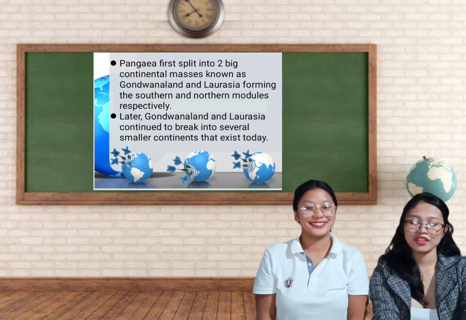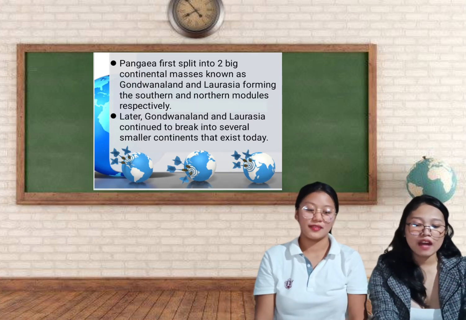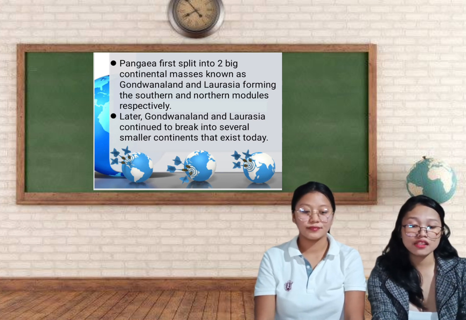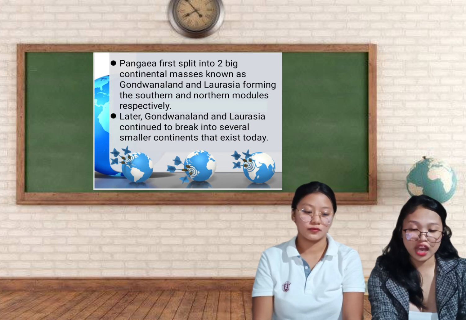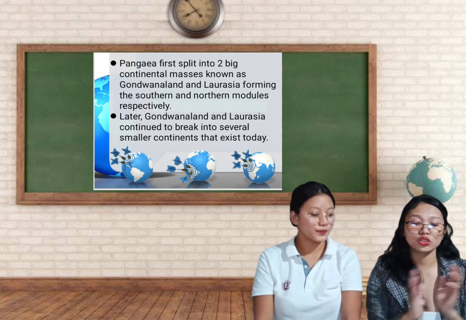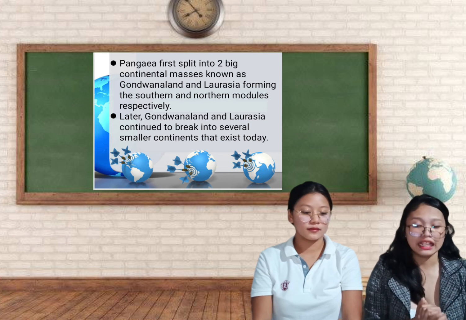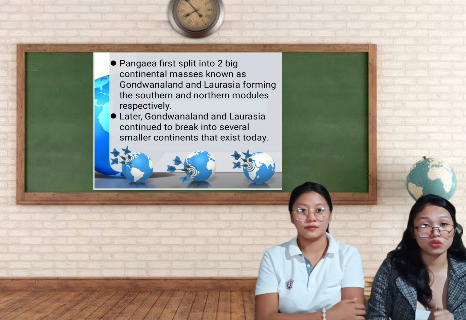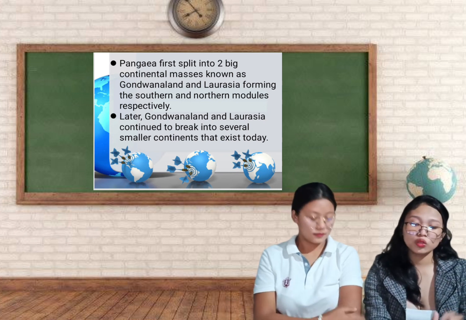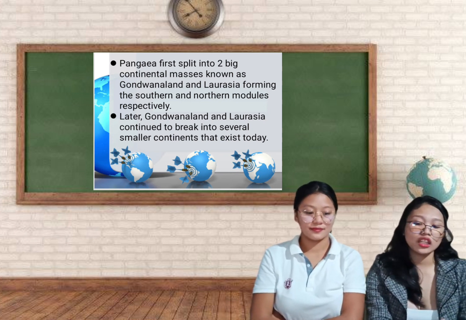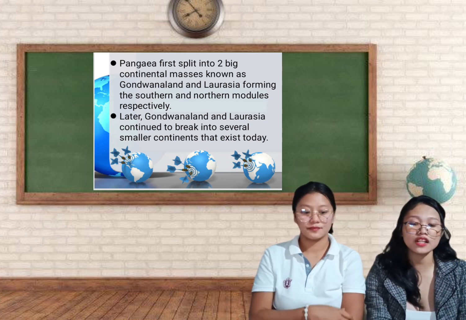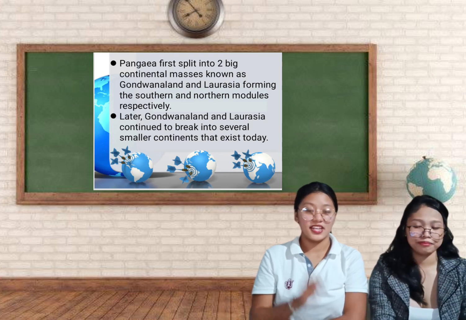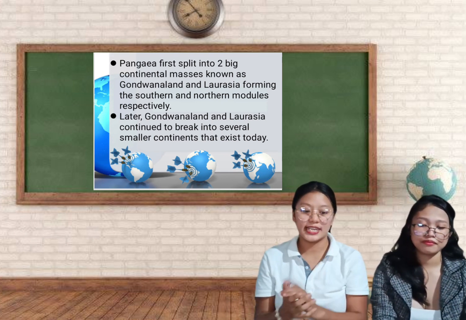Then next is, according to this theory, the supercontinent Pangaea began to split some 200 million years back. Pangaea first split into two big continental masses known as Gondwanaland and Laurasia, forming the southern and northern modules respectively. That information is very crucial, so please take down notes, class. Later, Gondwanaland and Laurasia continued to break into several smaller continents that exist today. That's important. Don't forget that.